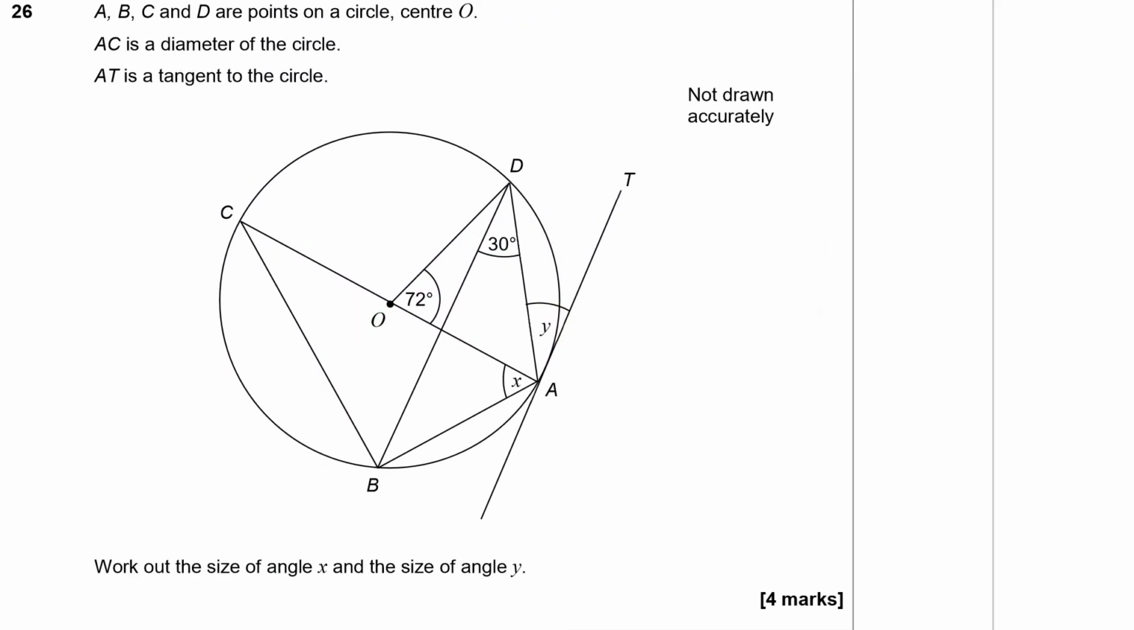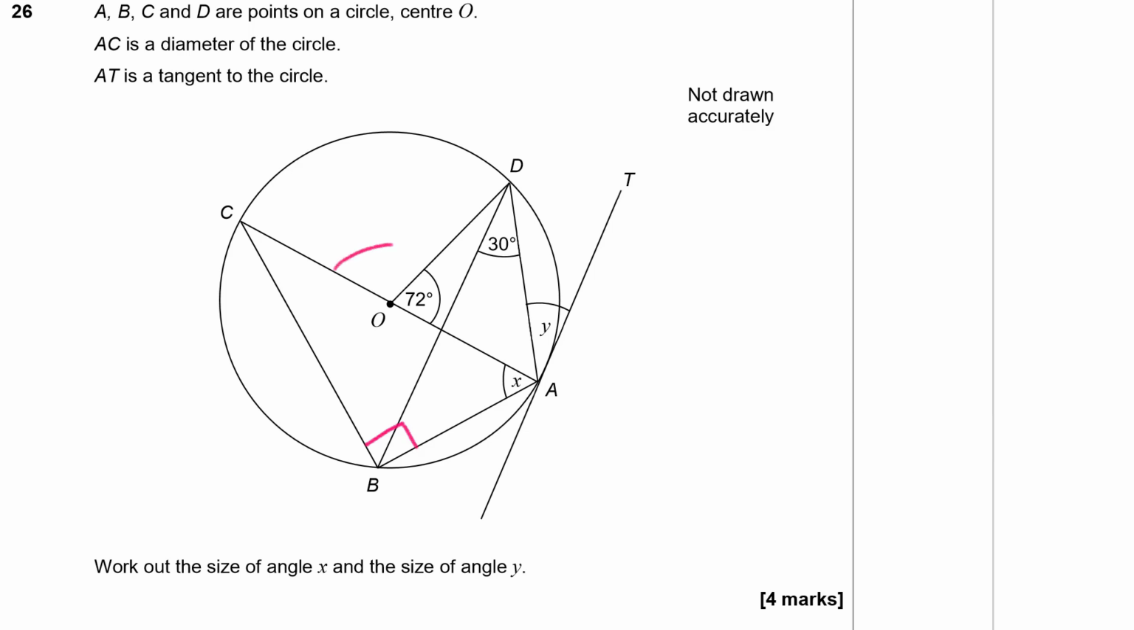Okay, 26 is circle theorems. I have A, B, C, D being points on the circumference, O is the center, AC is a diameter of the circle, and AT is a tangent. Okay, so let's take AC first off. If AC is a diameter, then the angle in the semicircle is going to be a right angle, so I've got a right angle there.